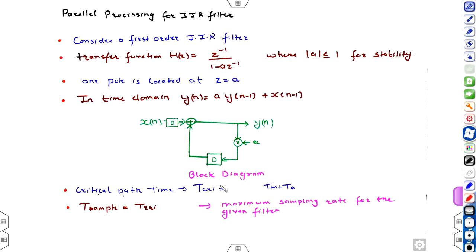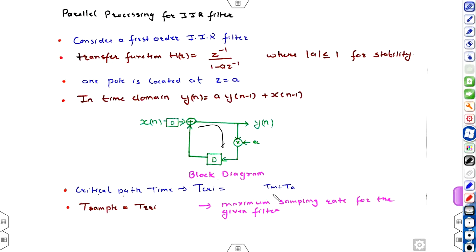Talking about the critical path, this will be the critical path, and the critical path time will be Tm plus Ta. Tm is the computation time of the multiplier and Ta is the computation time of the adder. And talking about the sampling rate, the sampling period will be equal to the critical path time. So for this given filter the maximum sampling rate is determined by Tm plus Ta.